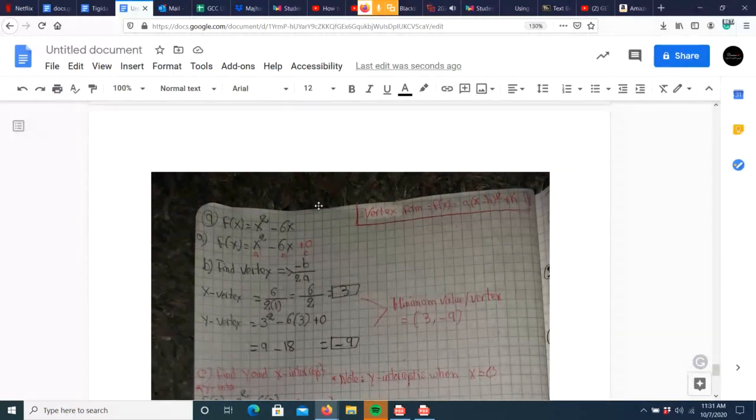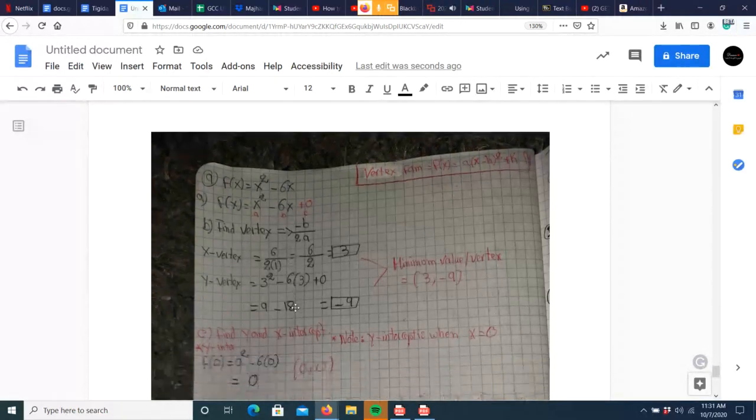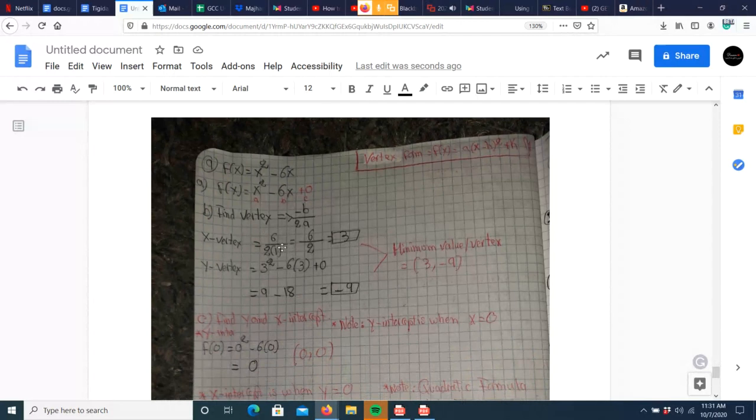Alright, so this is question 9, and the function for it is x squared minus 6x. Since there's no c, it is x squared minus 6x plus 0. Now to find the vertex, I use the formula negative b over 2a. So I'm about to find the x vertex, which is 6 over 2 times 1, because the a is 1, and b is negative 6, but negative times negative gives a positive. So it's 6 over 2, which is 3.